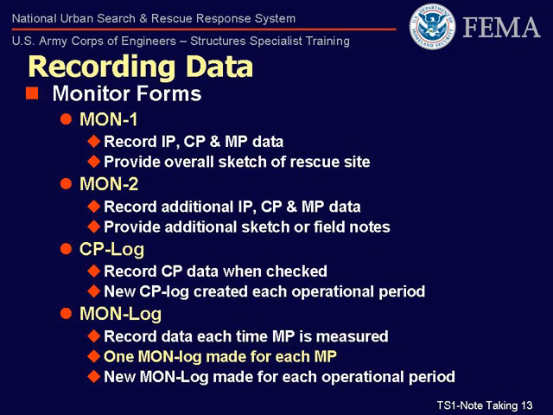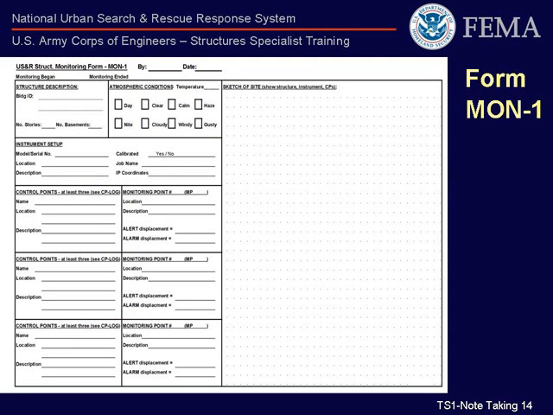The measurement intervals should be timed such that the overall behavior pattern of the monitored hazard can be adequately determined. A new Mon log should be created for each operational period, though all the logs should be readily available to validate the behavior of the hazard. The following slides provide more detailed explanation of the monitor forms and field books, as well as filled-out examples of a monitor plan. The Mon 1 form is fairly self-explanatory as to the information that should be recorded.